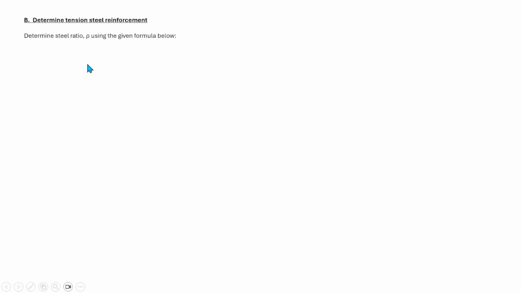So now we will determine the tension steel reinforcement. To determine the steel ratio using the formula, first we need to assume that tension controls, so that fs is equal to fy and phi is equal to 0.9. So we will estimate first the effective depth of the beam, which is equal to 600 minus 40 mm, the clear cover, minus 25 mm over 2, assuming that we'll use 25 mm rebars, and that is equal to 548 mm, the effective depth.